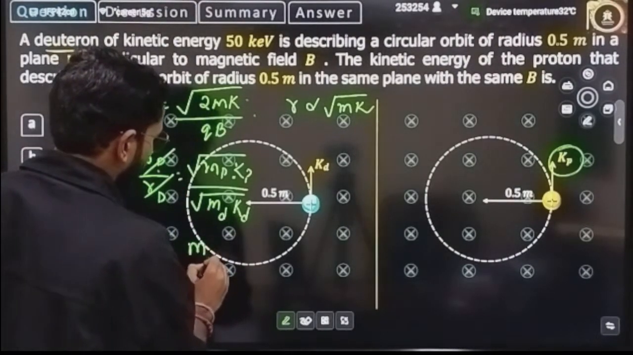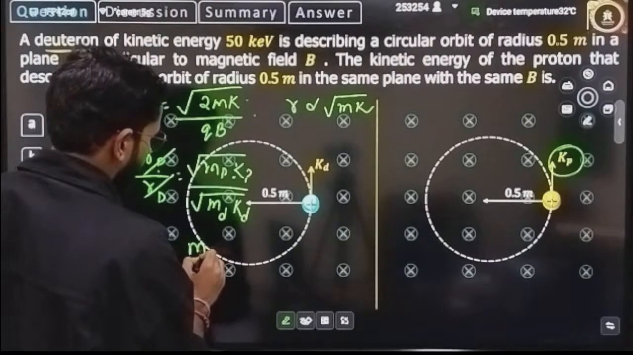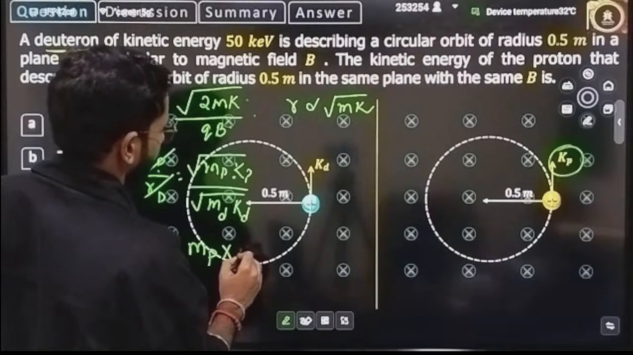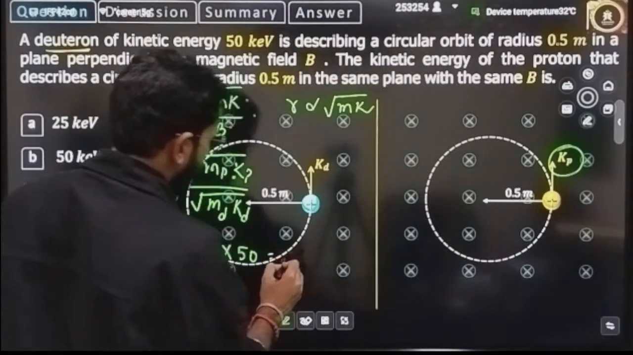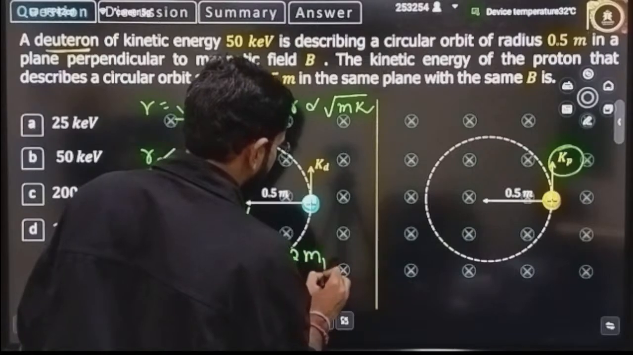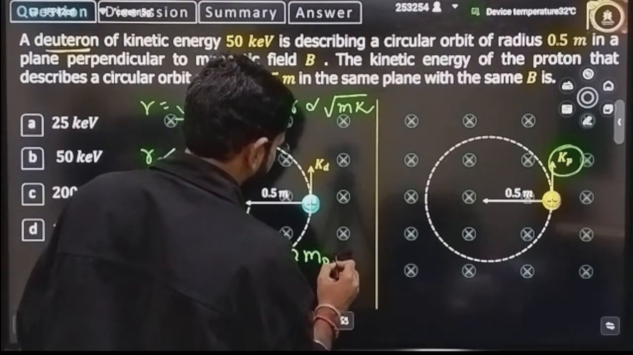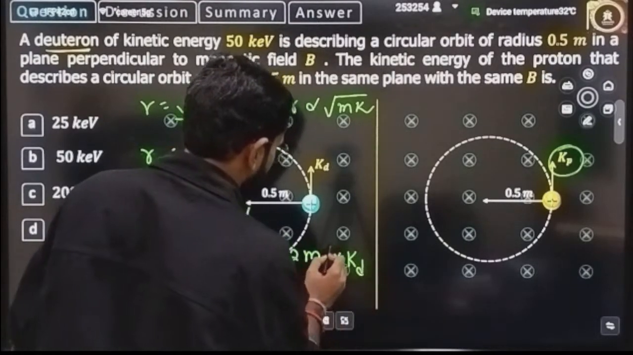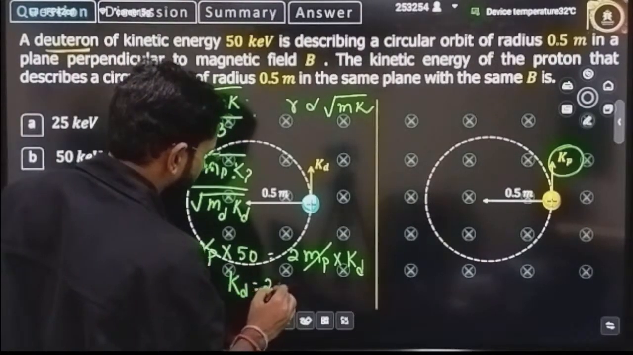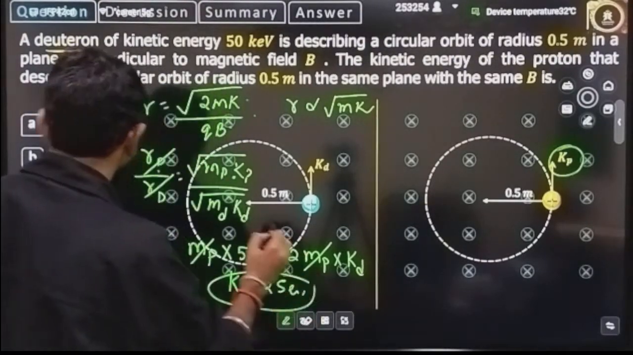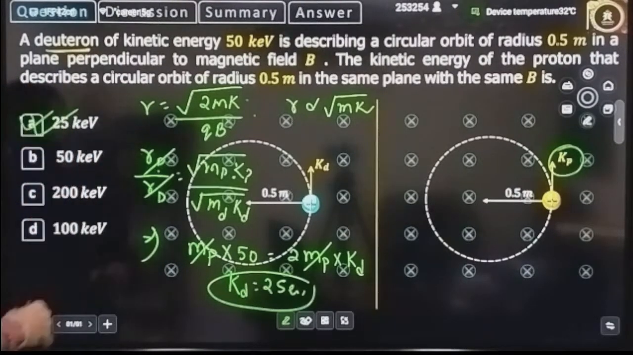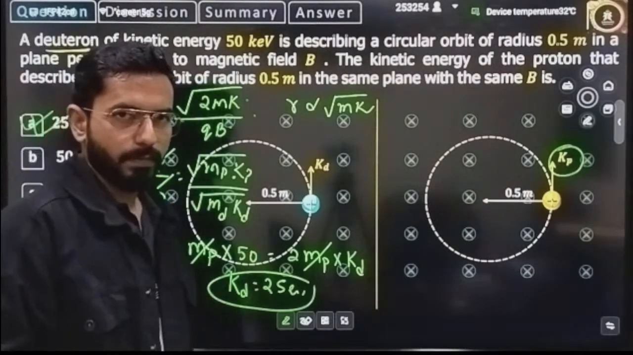That means here what you will be saying: mass of proton into kinetic energy of proton. Tell me the kinetic energy of proton. 50 is equal to mass of deuteron. Mass of deuteron is how much? 2 times the mass of proton into kinetic energy of deuteron. This will simply get cancelled out, and what you will say is the kinetic energy of deuteron will be 25 electron volt. Exactly, 25 kilo electron volt. That will be the answer. Clear?